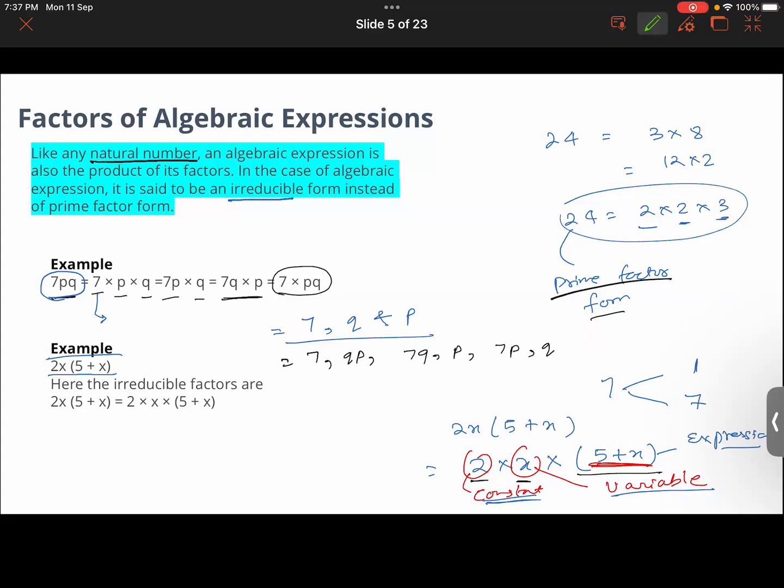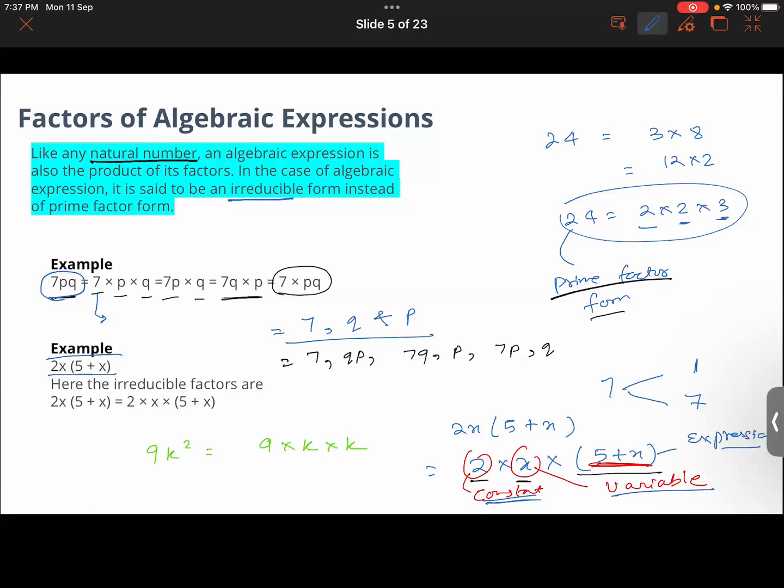Instead of saying prime factor form right now, because we don't know whether the variables are going to be prime numbers or not. For example, you have 9k square, so you bring it to the irreducible form, that is 9 multiplied by k. Why don't we say that we have brought it to a prime factor form, Arhan?